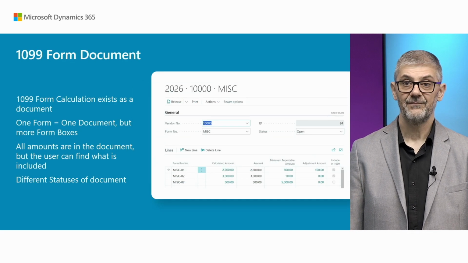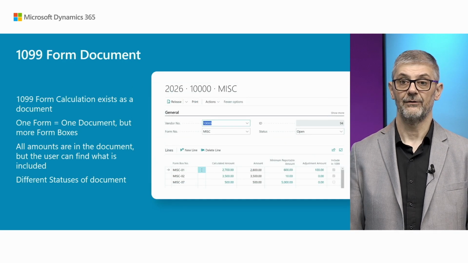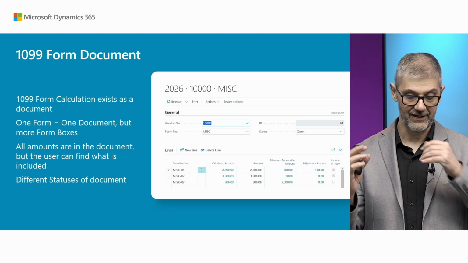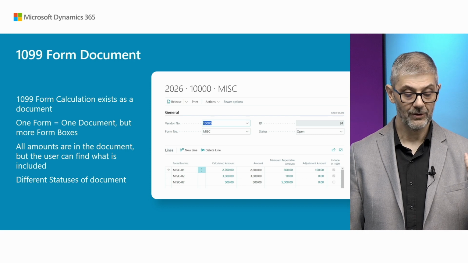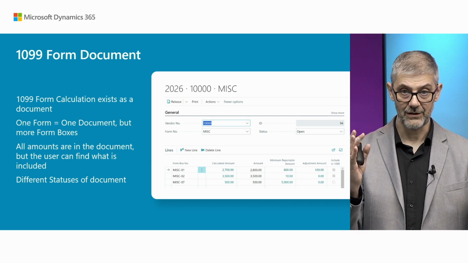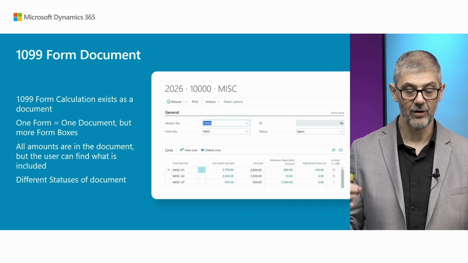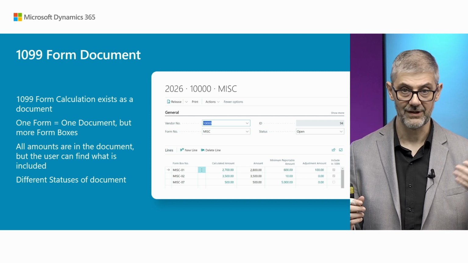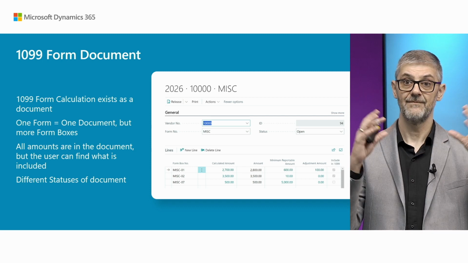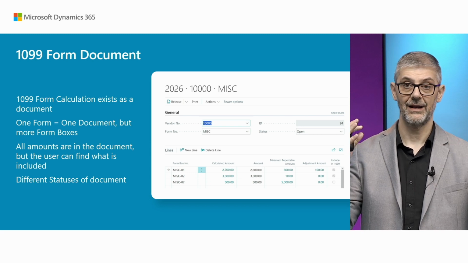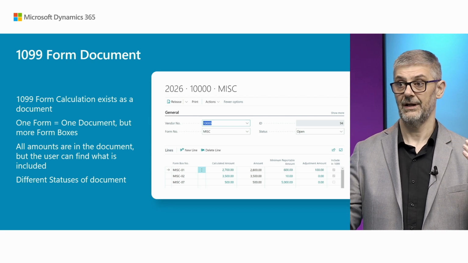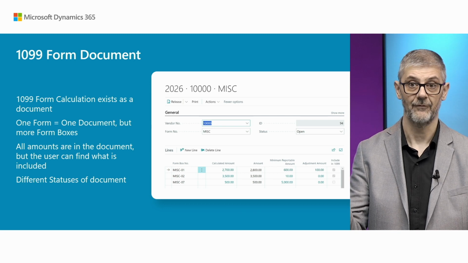And then the 1099 document. You can see an example of this document now. As I said, we have a header, we have lines. This exists as a document. What is important to remember? One form is one document, and you have more form boxes. For example, you have miscellaneous, and for this form, it can be only one. You cannot have, for example, NEC and miscellaneous in the same document because there are different form types for printing.